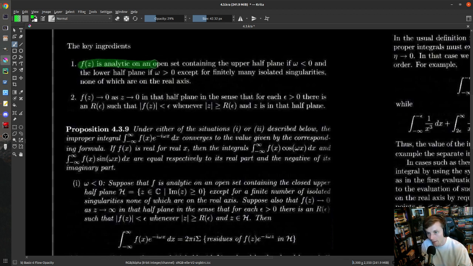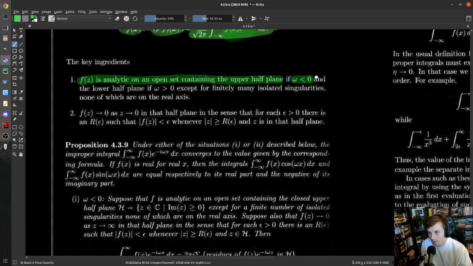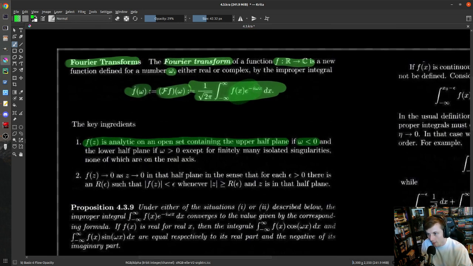f will have to be analytic on an open set containing the upper half plane if omega is greater than 0, that is, if there's some little constant by the ix in the integral, right? If that constant is less than 0, then f has to be analytic on an open set containing the lower half plane, except for finitely many isolated singularities, none of which are on the real axis. That last piece is very important, none of which are on the real axis. This has been a condition we've had the entire time so far.